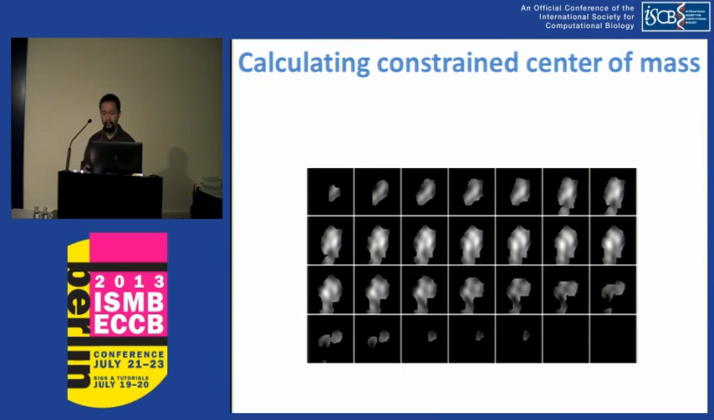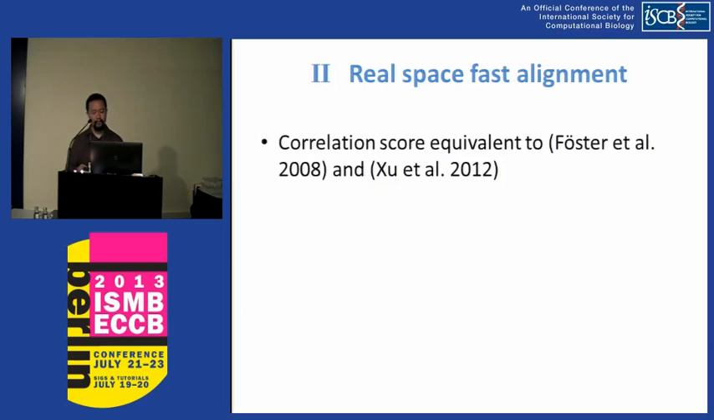So after detecting this target complex region, we can calculate a center of mass by considering only the voxels within such a region, so that this center of mass calculation is not affected by the neighbor structures. And then, based on the above outcomes, we propose a real space fast alignment method.